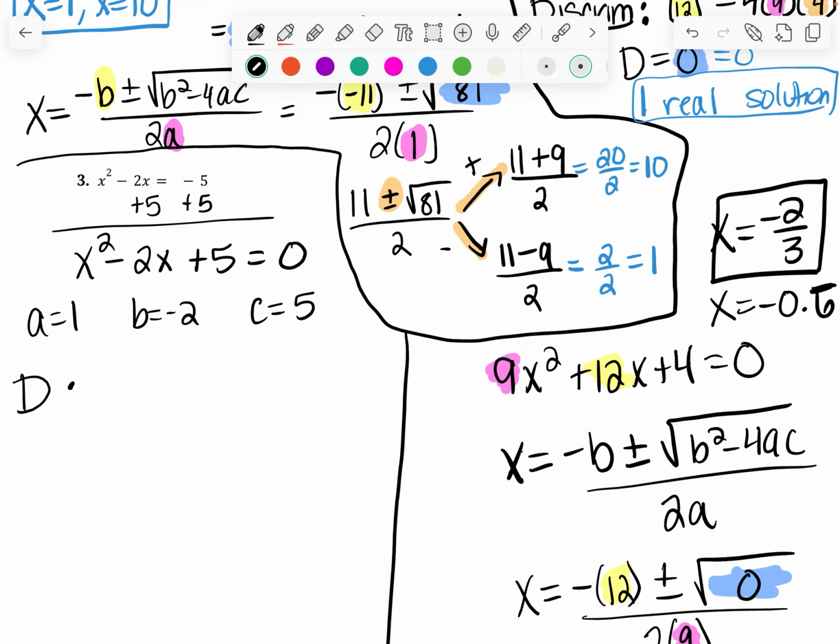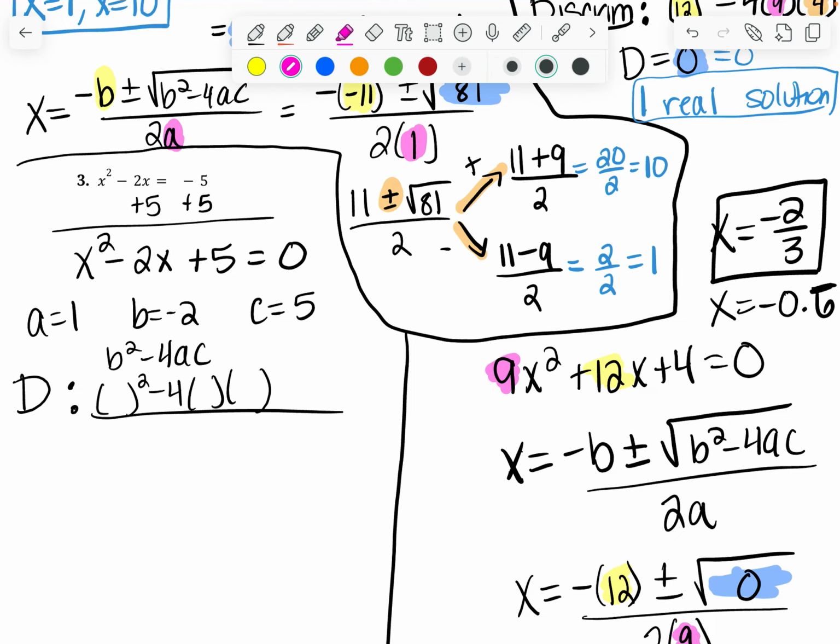We're going to find the discriminant first by doing b squared minus 4ac. So b squared minus 4 times a times c. We're going to be plugging in 1 for the a, negative 2 for the b, and 5 for the c. So we're going to have negative 2 squared minus 4 times 1 times 5.